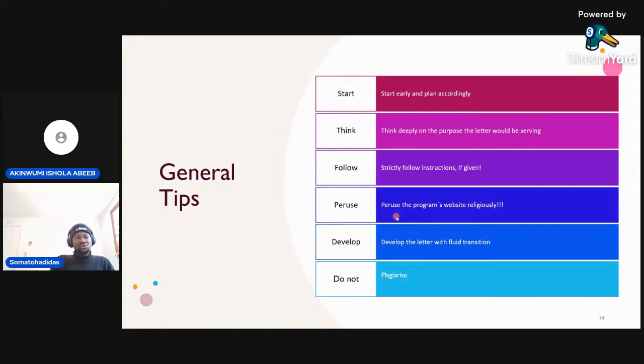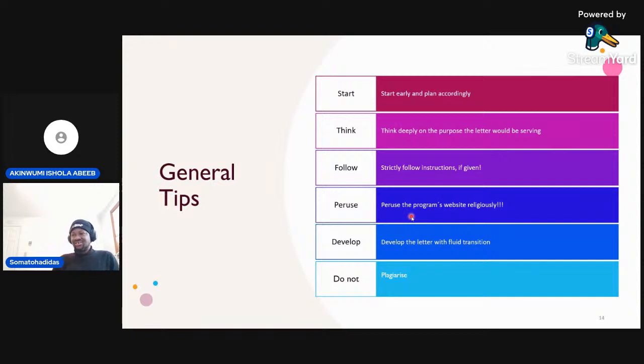Then also, peruse the program's website religiously. I've had countless encounters with prospective applicants saying they do not see this, or they don't know how to get this. Then I will just go to the website of the program, and within one to five minutes, I will find all that they were saying they did not find. So it is very, very important.